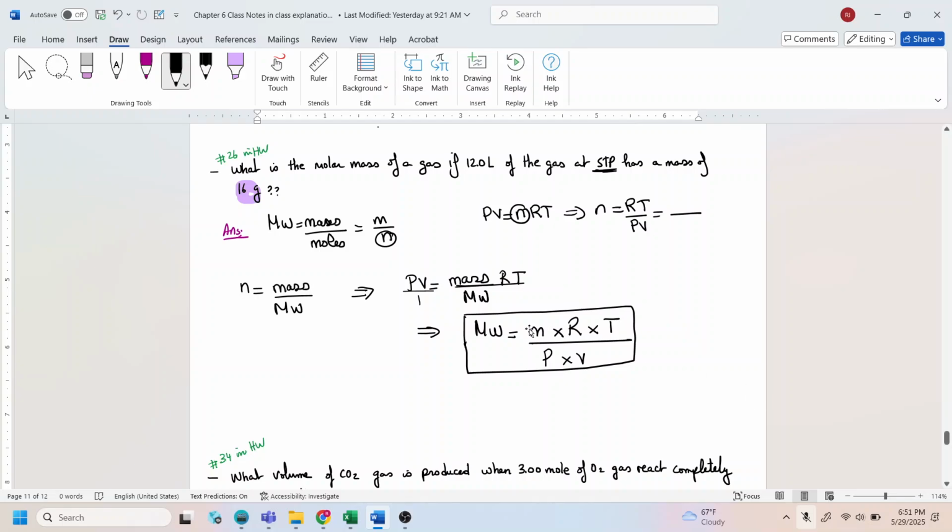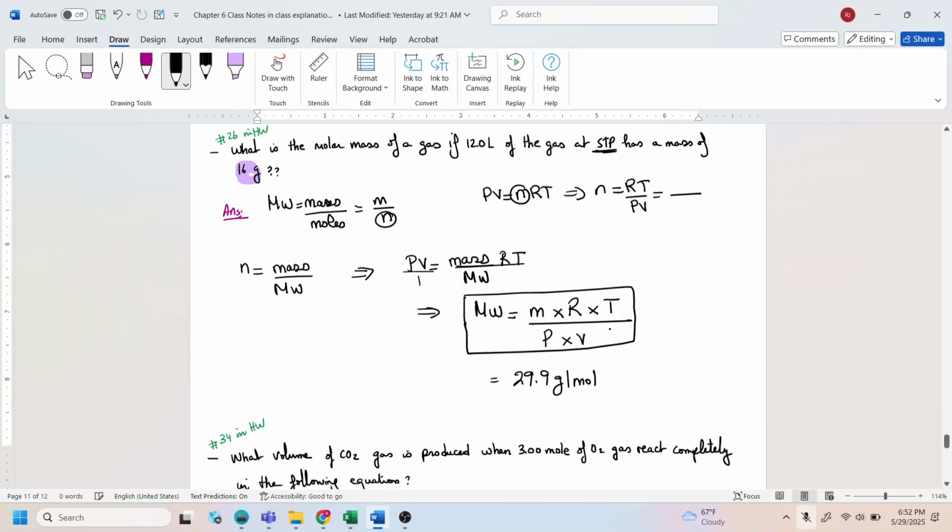And with this equation, we bypass the number of moles. We don't need to calculate it and then put it in again. We directly have everything. We have the mass, we have the gas constant, we have the T, we have the P, we have the V. P, as I said, is 1 atmosphere, and the temperature is 273 Kelvin. So if you plug everything in, your answer is going to be 29.9 grams per mole.